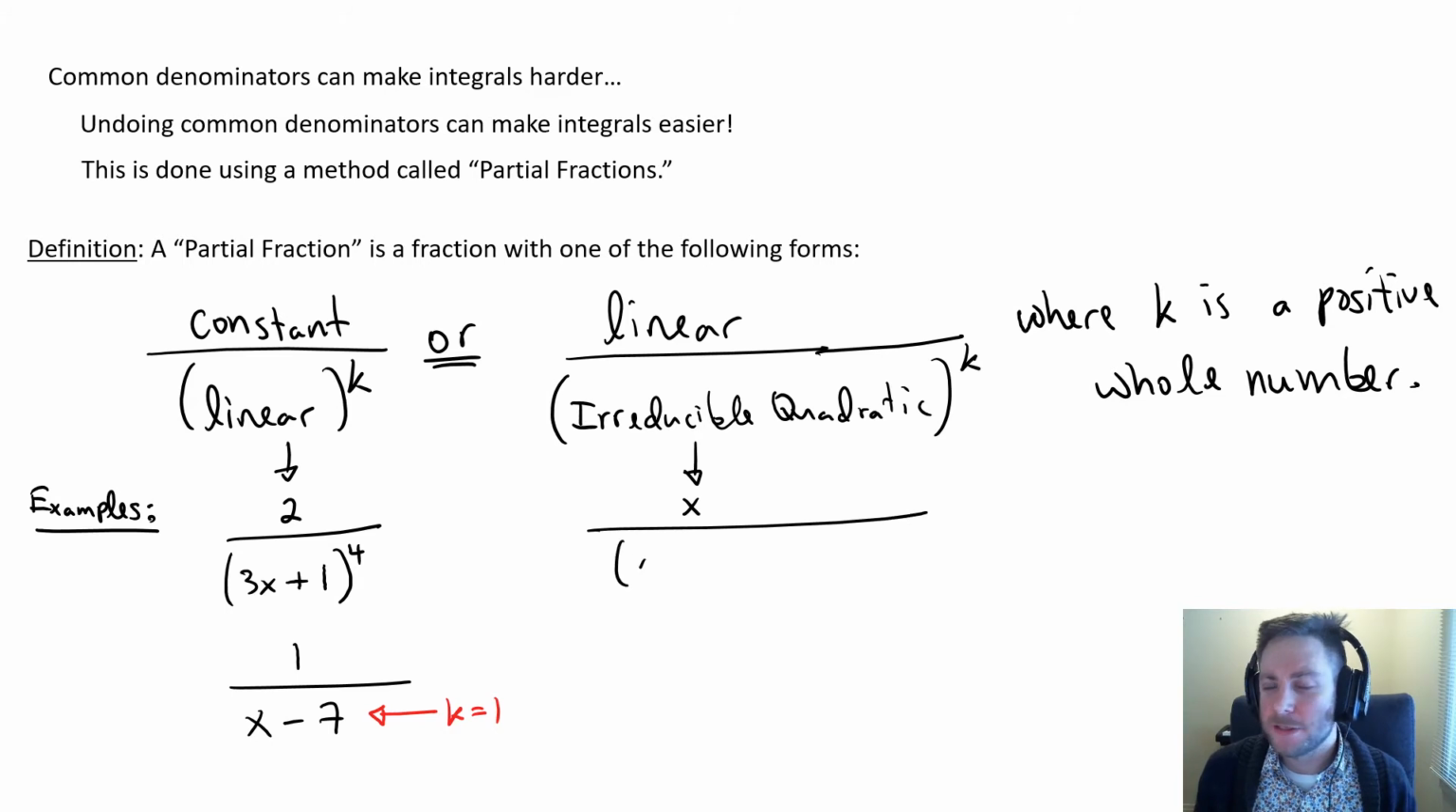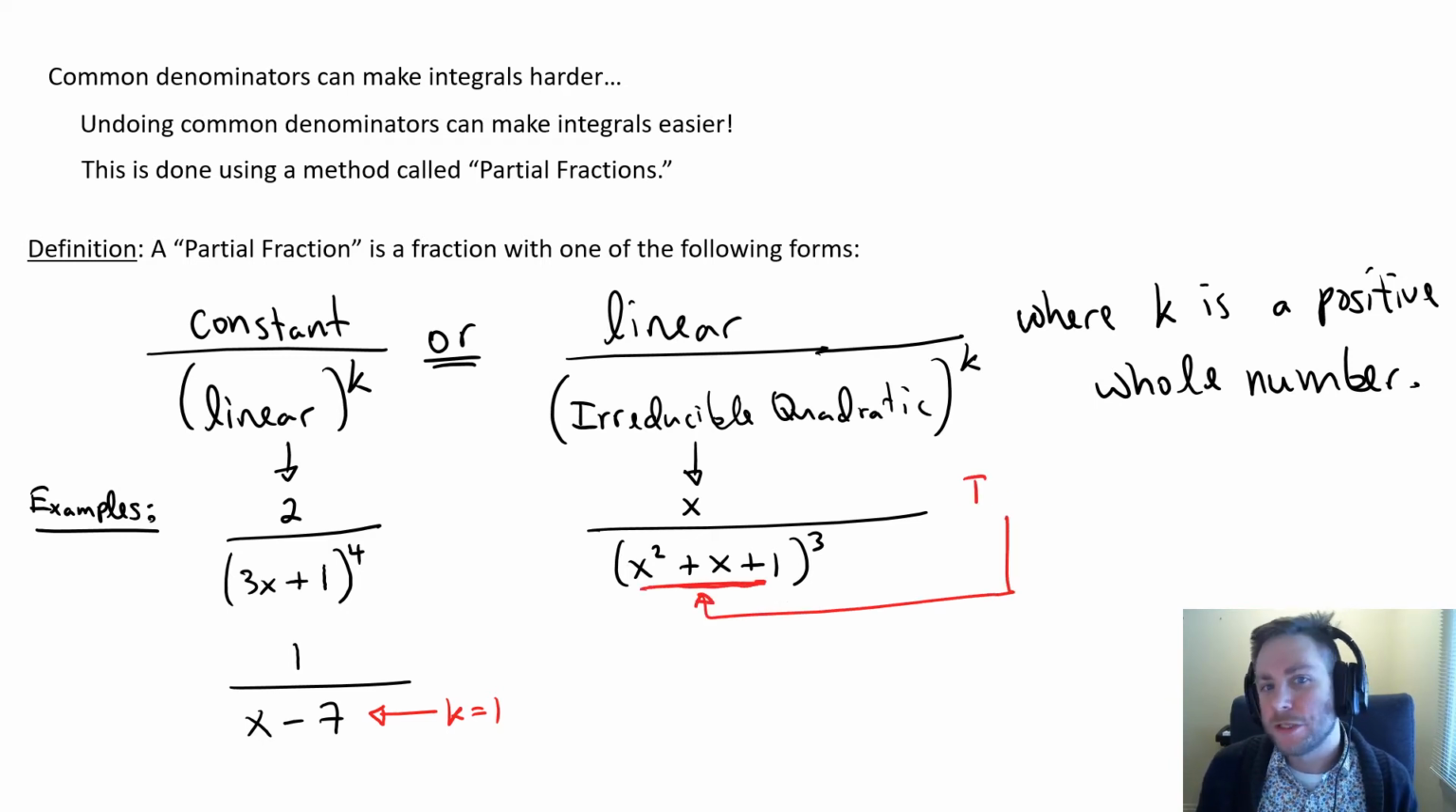Here's an example of the second type. The numerator here is just x, which is a linear function, and the denominator is a quadratic function raised to the power of 3. But to be confident that this really matches the definition, we need to verify that this quadratic is irreducible, or in other words, not factorable. That's what irreducible means.